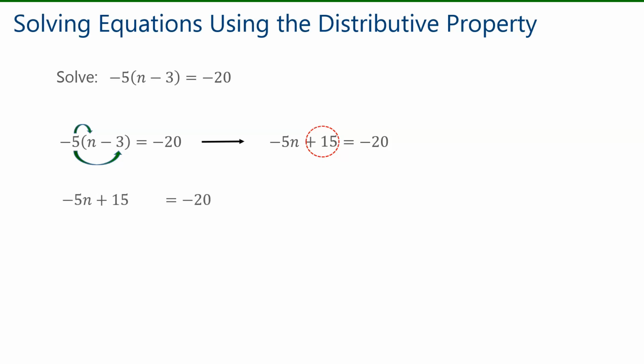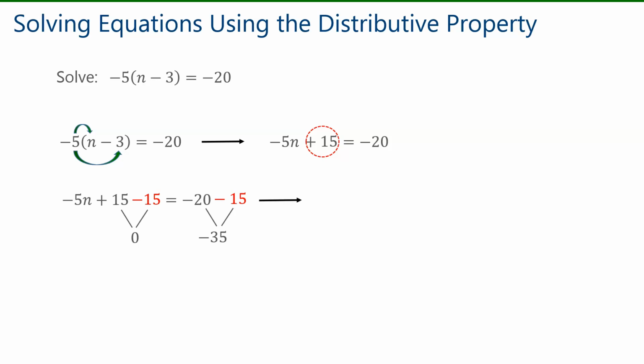The opposite of add 15 is subtract 15. So we're going to subtract 15 from the left-hand side. And if we do that, we need to make sure we also subtract 15 from the right-hand side. 15 subtract 15 equals 0. And negative 20 subtract 15 equals negative 35.